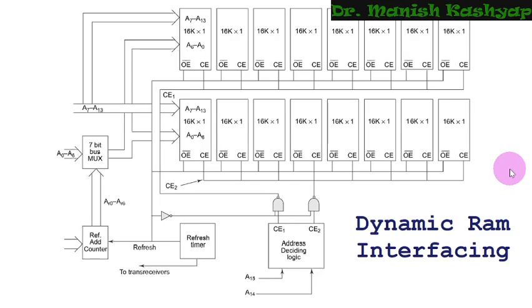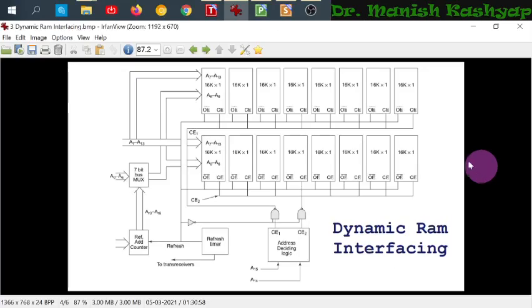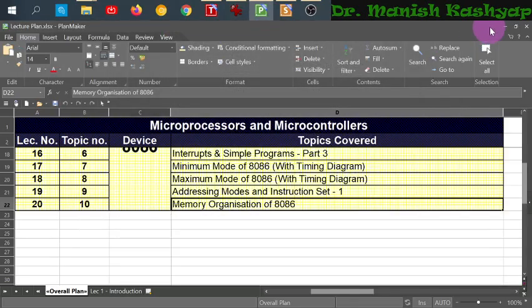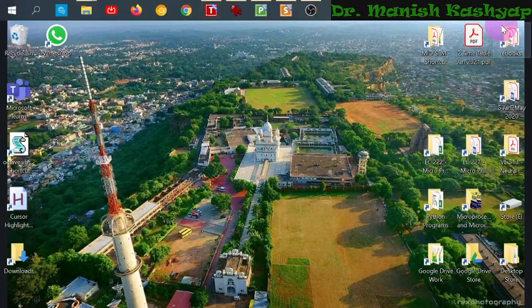I haven't been able to cover input-output interfacing in this lecture. I will definitely cover that in the next lecture. This is it for this particular video lecture, and in the next video we will start from interfacing of input-output ports, and then proceed further.